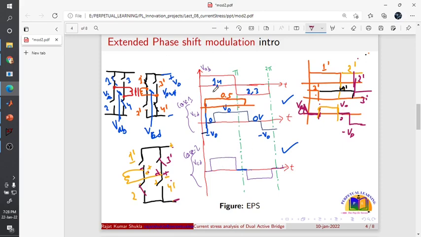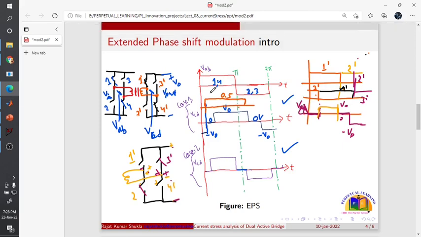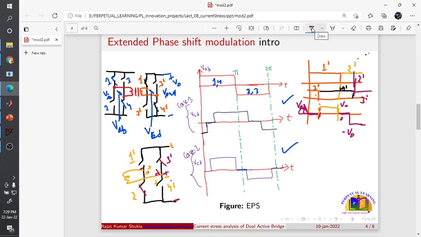So this phenomenon is called extended phase shift modulation, where the 0 volt voltage sequence is introduced either on the primary side of the transformer or the secondary side of the transformer, but not both sides. If it is both sides, then it is called double phase shift modulation. So remember it. If you recall my question about which mode I have to select, case 1 or case 2.